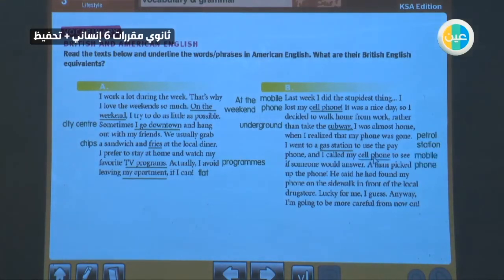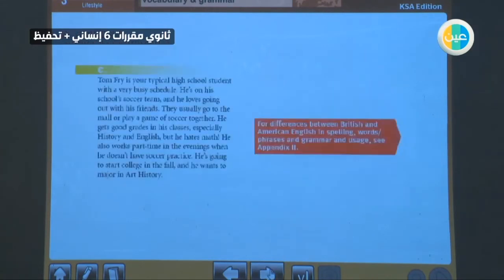Yes, cell phone, mobile phone. He said he had found my phone on the sidewalk. Yes, pavement. In front of the local drugstore. Yes, drugstore, pharmacy. Lucky for me, I guess. Anyway, I'm going to be more careful from now on.